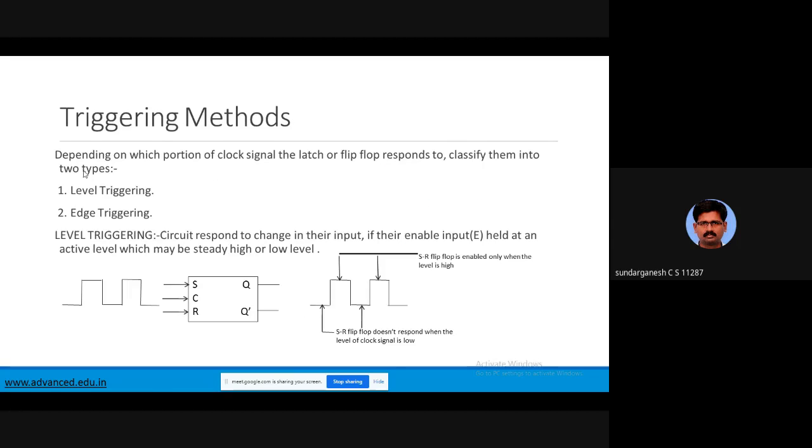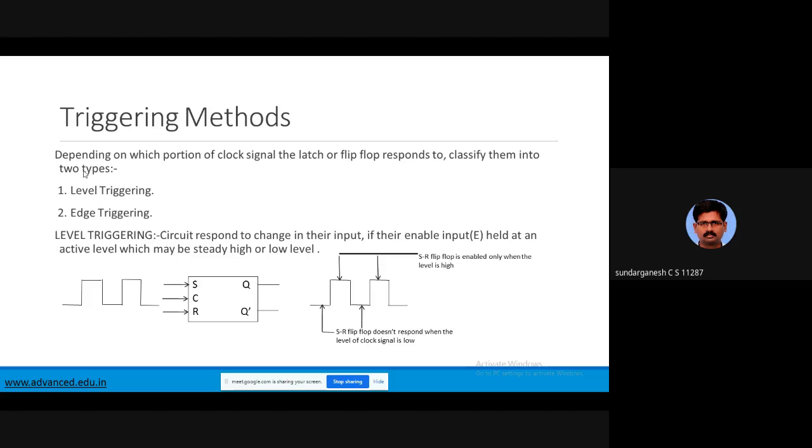Okay. So what are the methods to trigger the flip-flop? The clock signal is only available in a flip-flop. It is not available in a latch. There are two types of triggering the flip-flop: one is level triggering, another one is edge triggering.